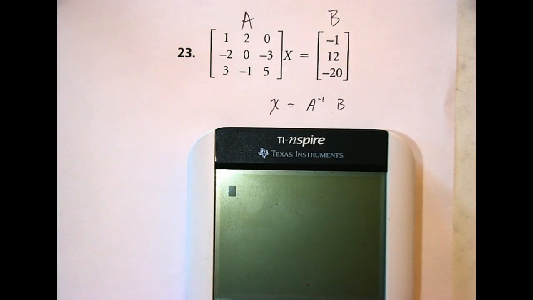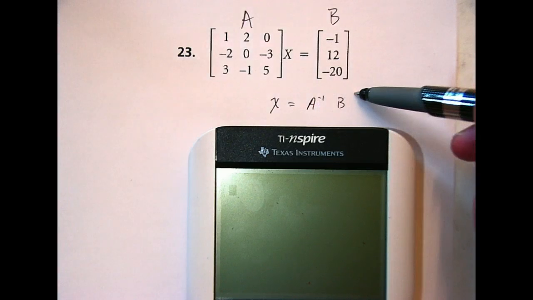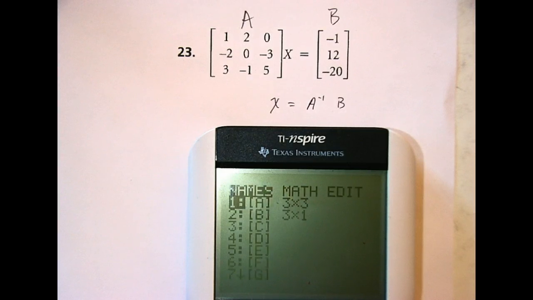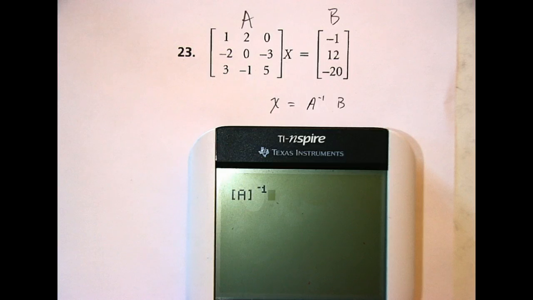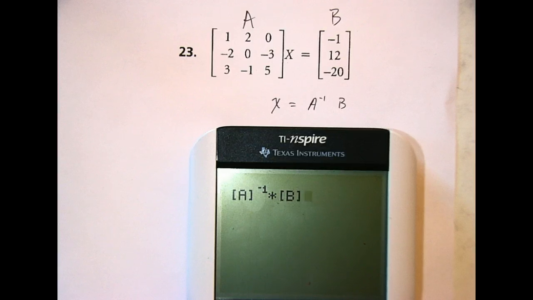And then when you're multiplying, remember, order matters. So we need to go A inverse times B. Inverse of A times B. So when I'm selecting these, I select matrix A, I find the inverse, and then I'm multiplying it by matrix B. You don't have to put the multiplication symbol. But there we've got it.